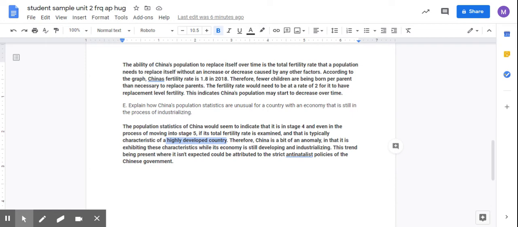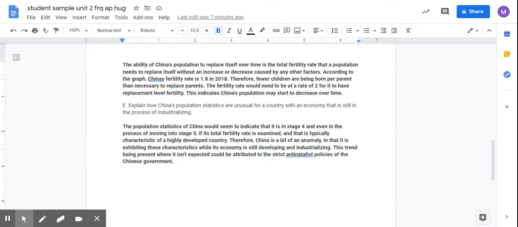But China is a little different. It stands out from those other countries, the European continent, Japan, United States, because it's still developing and still industrializing. And then this student makes a connection to why China's in stage 4. Strict anti-natalist policies of the Chinese government. So now the student could have gone on here with another sentence or two, making a connection or explaining the role of anti-natalist policies. They could have done that. But I felt like this was enough.